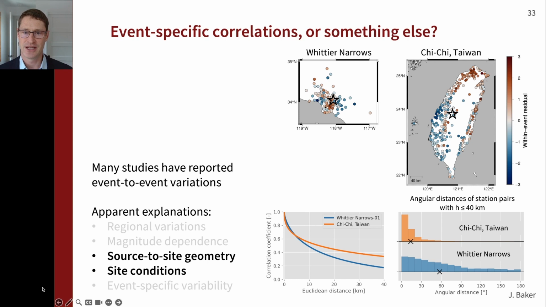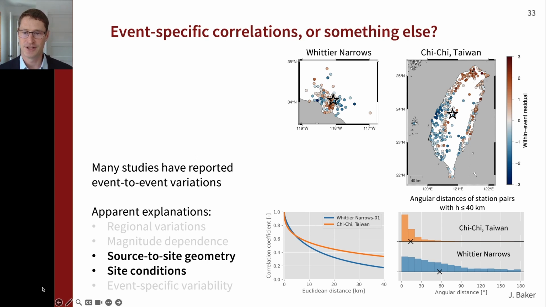So in Whittier Narrows, a lot of the stations were grouped very close to the rupture, and they're in kind of all directions relative to the rupture. So even pairs of stations that are not too far apart from each other might be on opposite sides of the rupture. Whereas in Chi-Chi, there was a much larger area where the recordings are being taken from.